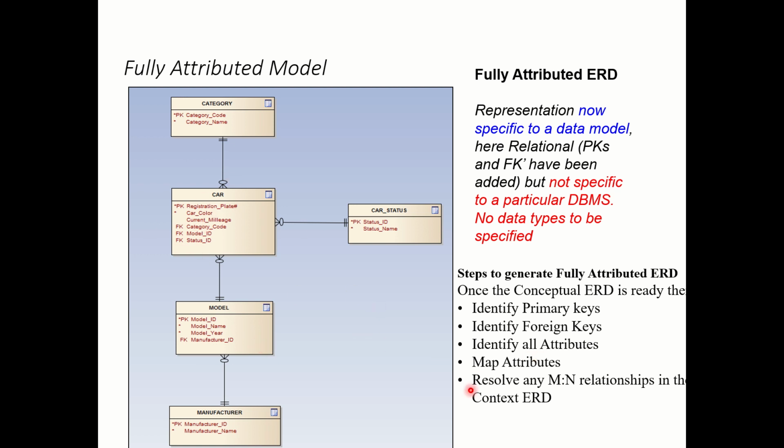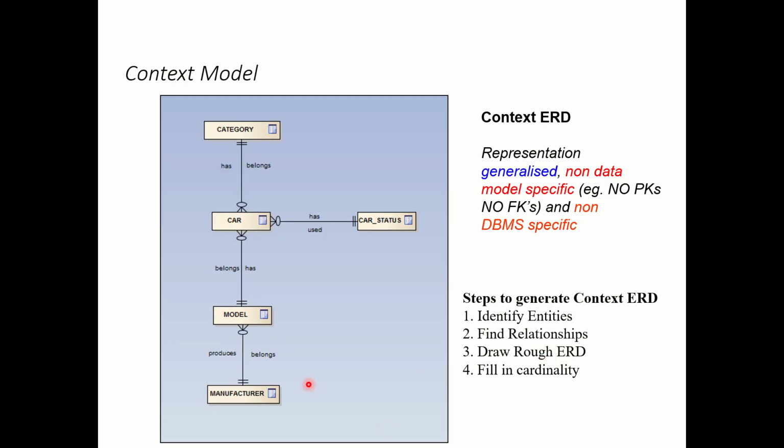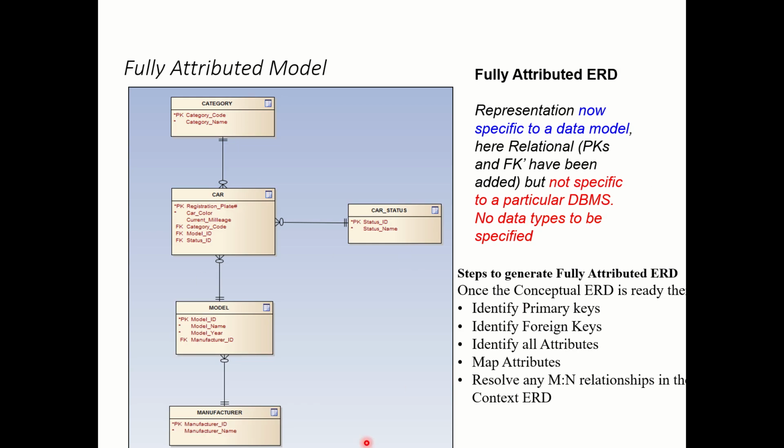Now what you have to do is that if you have any many-to-many relationship anywhere, then you have to solve that. Resolve any many-to-many relationship in the context ERD. Say if you had any many-to-many in the context ERD. Here you don't have any many-to-many relationship. If you had any many-to-many relationship here in the contextual model, then you have to resolve it at the fully attributed model.